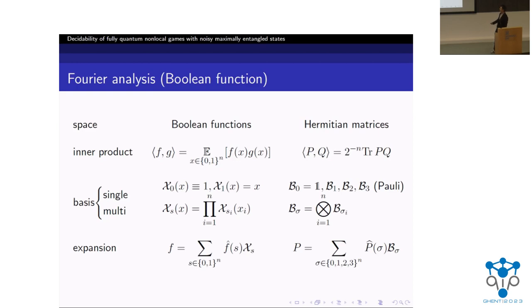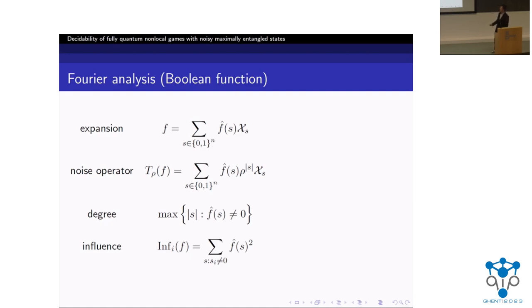We now generalize it to Hermitian matrices of dimension 2 to the n. The inner product of P and Q is defined to be 2 to the negative n trace of PQ. And for one register, the basis can be chosen to be the Pauli matrices. And for n registers, the basis is again the tensor product of bases of all coordinates. The Fourier expansion is again defined under this basis.